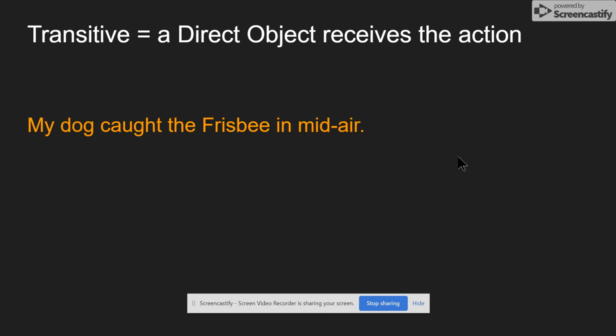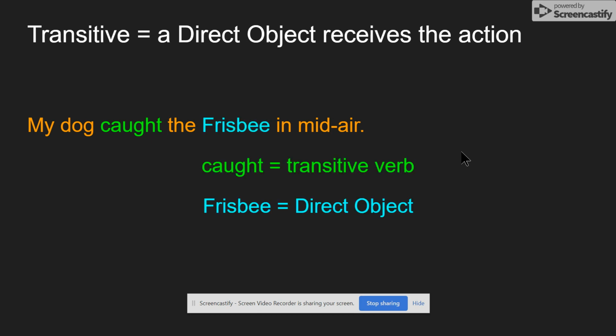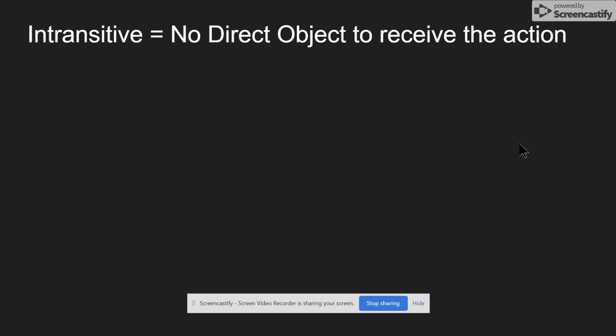Let's try another one. My dog caught the frisbee in midair. What's the verb? And is the action moving across to a direct object? And it is, because you have caught as your transitive verb. And what did the dog catch? The dog caught the frisbee. So frisbee is your direct object. Those are some samples of transitive verbs. Now let's move on to intransitive.